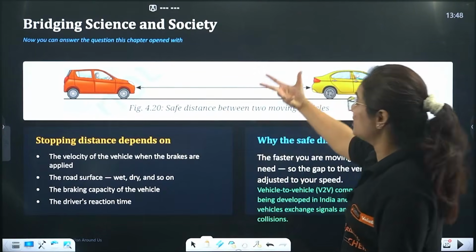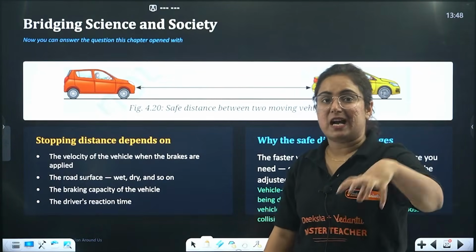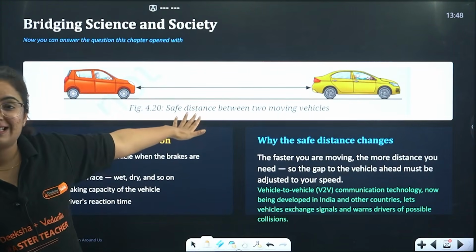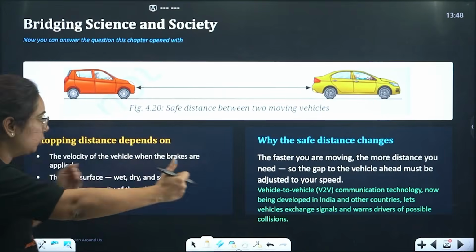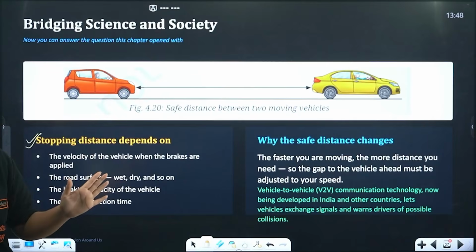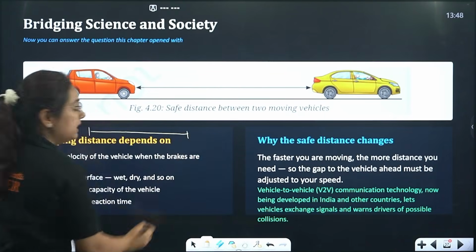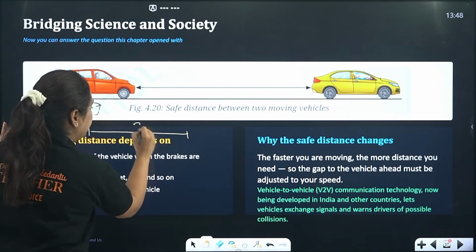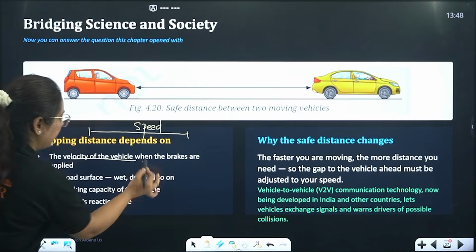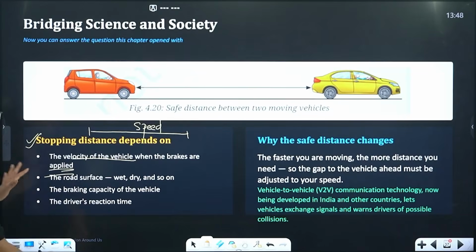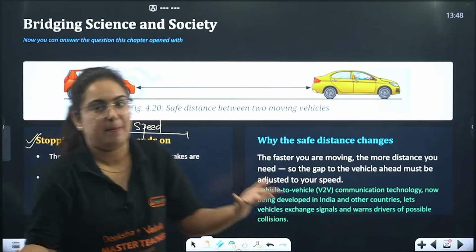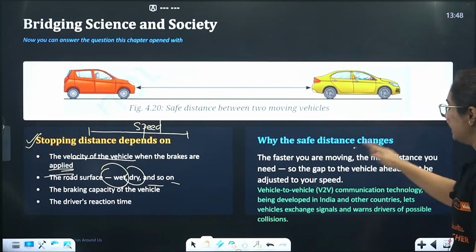Bringing science and society. Now the chapter we started, that whenever two cars are moving, it is needed that they keep a safe distance. For safety we need to keep the distance. Did you get it? Because whenever the car stops, the distance covered by it depends upon the speed of the car, or the velocity of the vehicle when the brakes are applied. And there may be chances the roads are wet or dry and so on, and hence the braking capacity also plays a role. Why does the safe distance change?